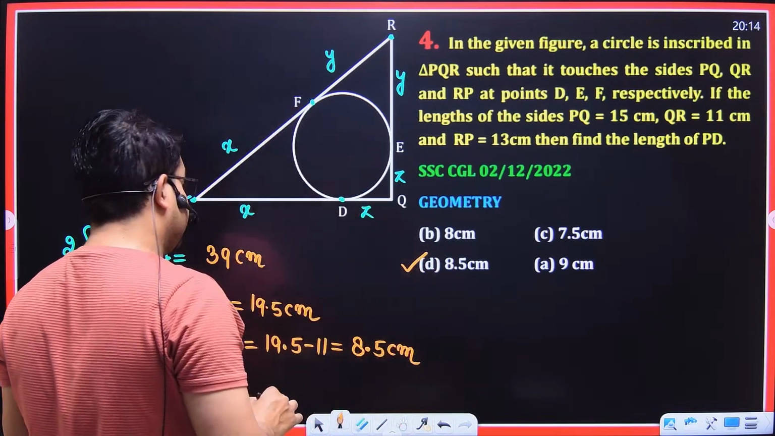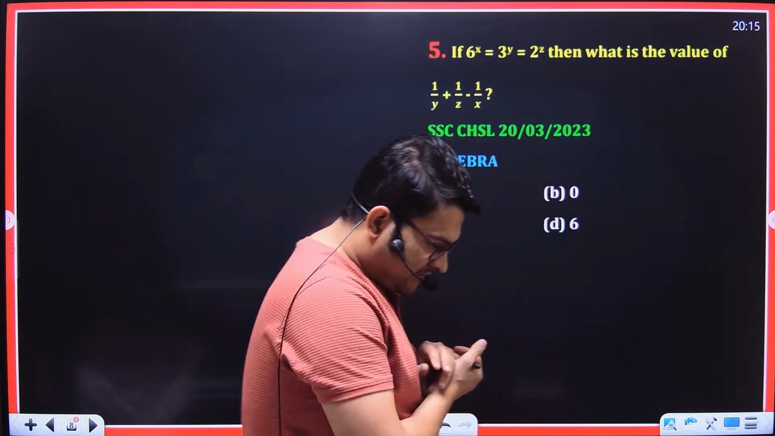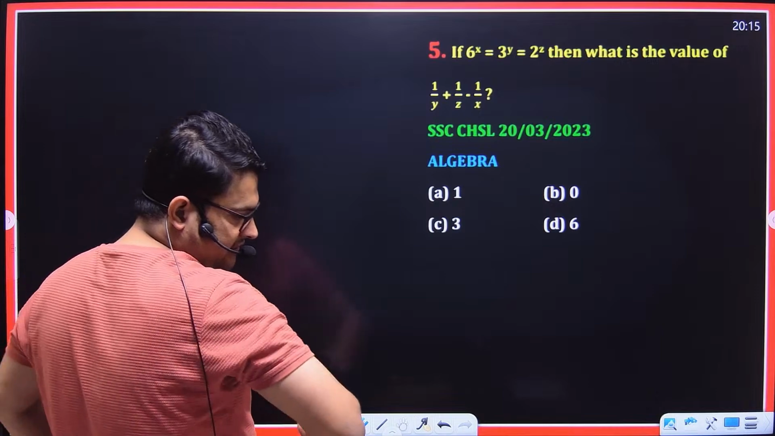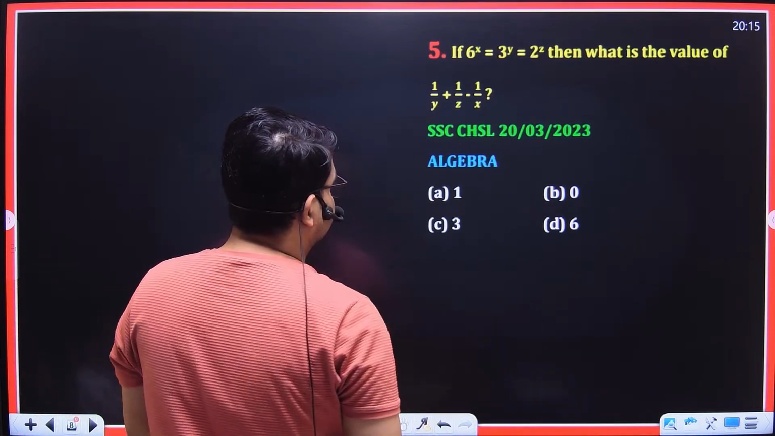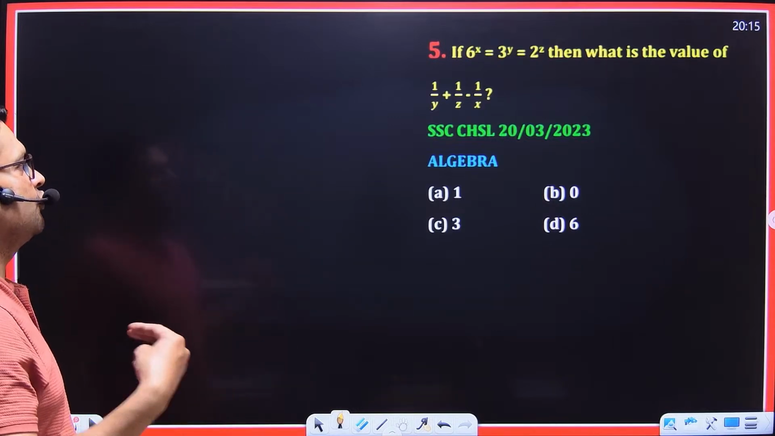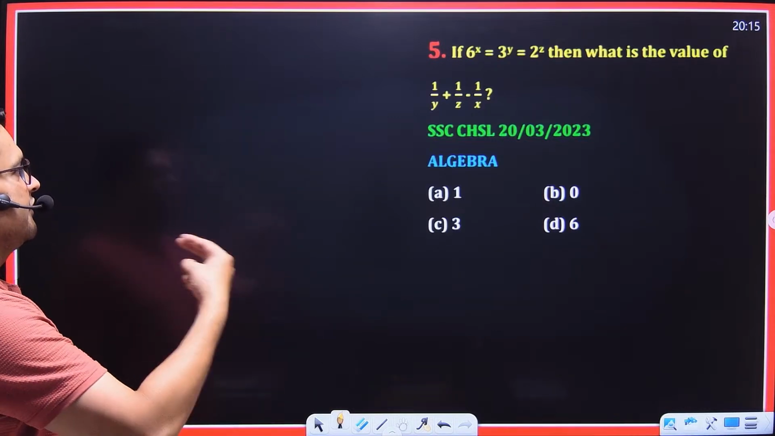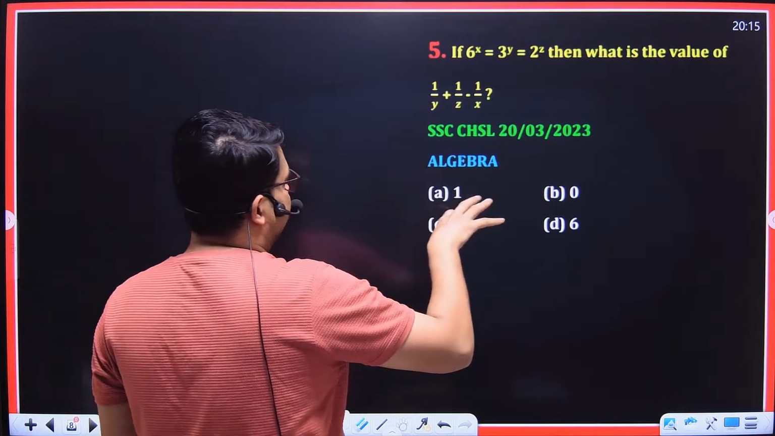Next, we have a question of algebra. Great, Neha has given the correct answer. We have a question of algebra. 6 to the power x is equal to 3 to the power y is equal to 2 to the power z. Then what is the value of 1 upon y plus 1 upon z minus 1 upon x?